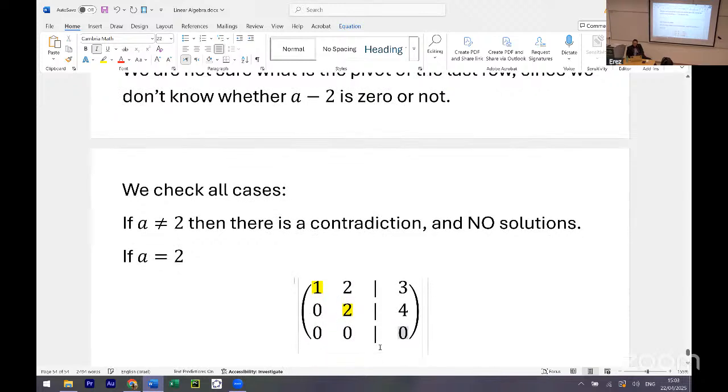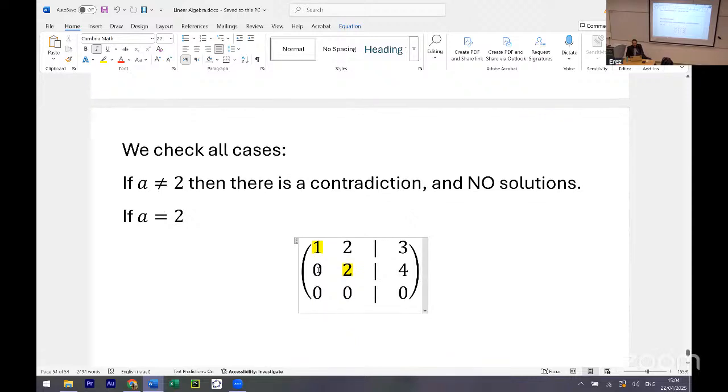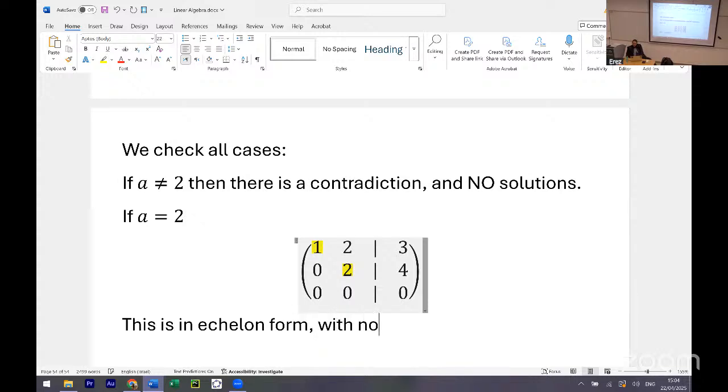What it is, it keeps making me jump each week. So this is the matrix. It is in echelon form. The 0 row is at the bottom, and the pivots are on the stairs, right? Is it a reduced echelon form? No. So I'm saying this is in echelon form with no contradiction.